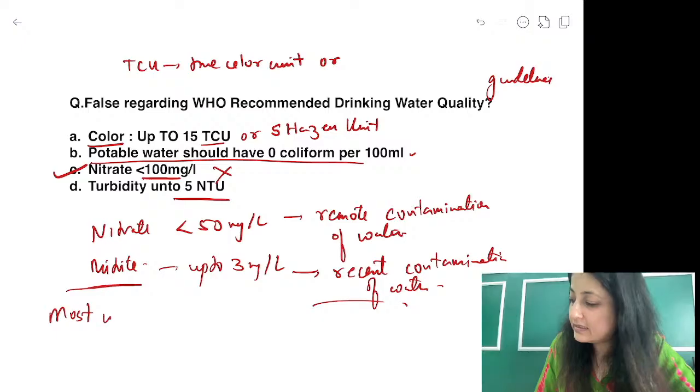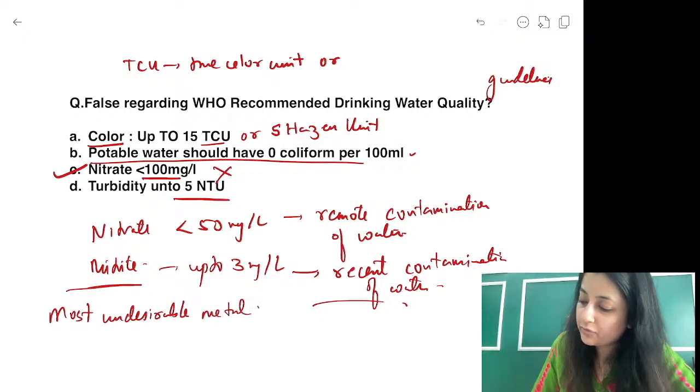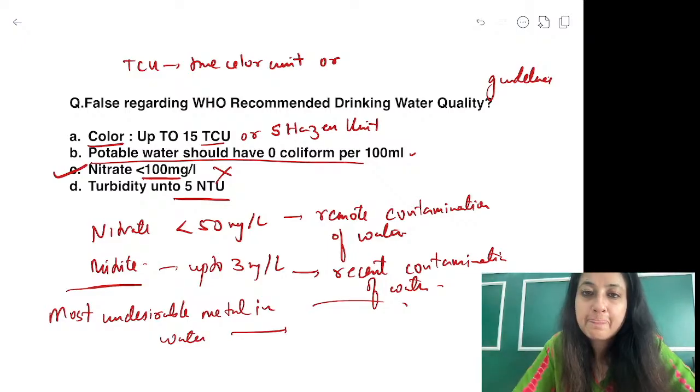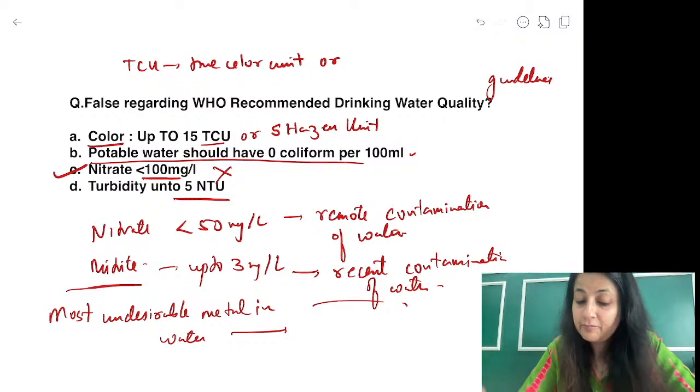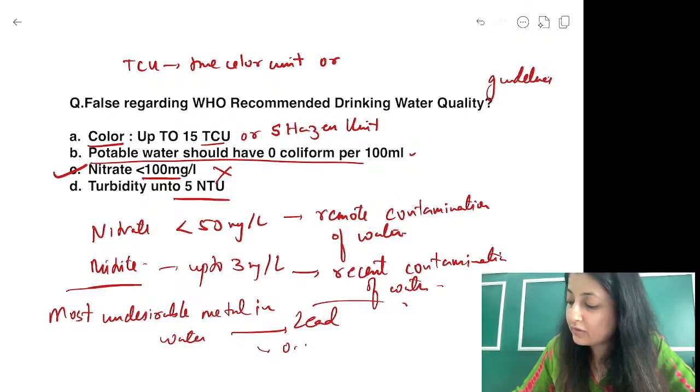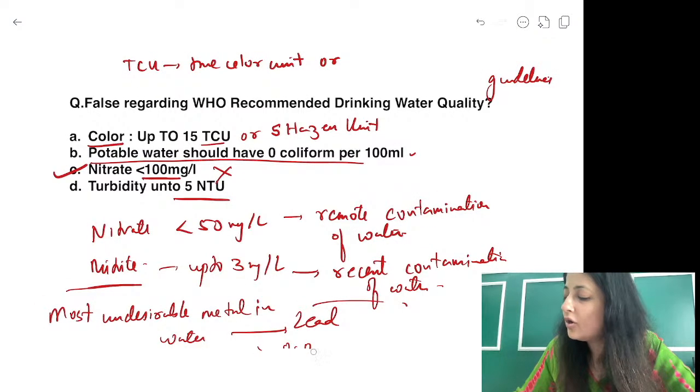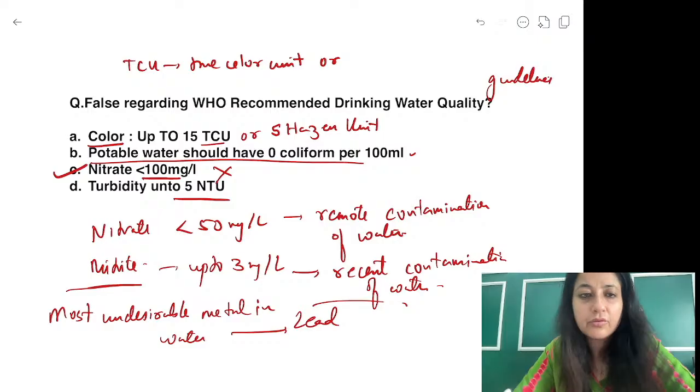A couple of more questions. Which is the most undesirable metal in water? Anybody? What will be your answer? Is it arsenic? Is it mercury? Is it lead? Is it anything else? Not arsenic. Most undesirable metal is lead. And what is the level which is allowed? 0.001 milligram per liter that we can allow. Even if you don't remember the value, that's okay.